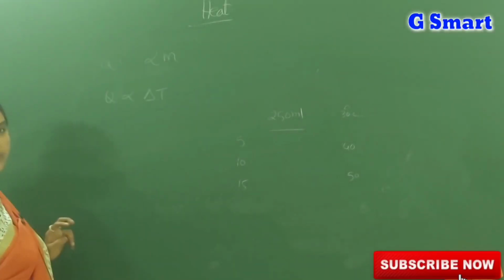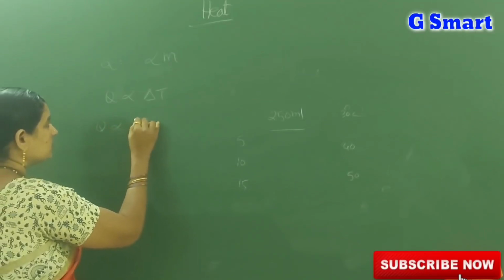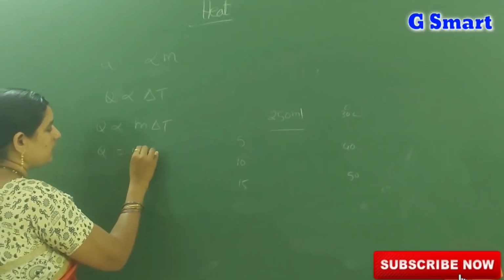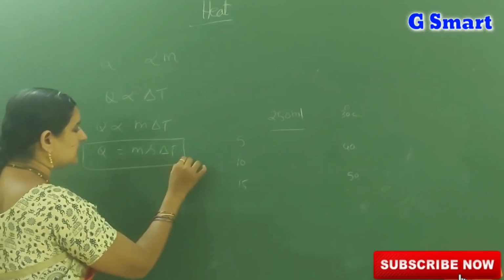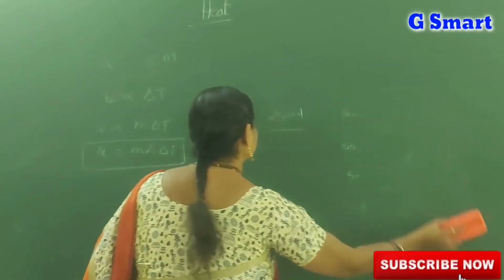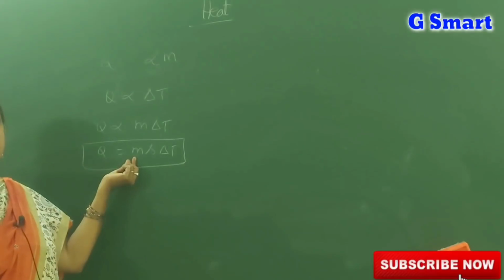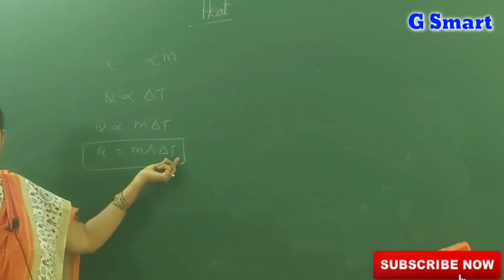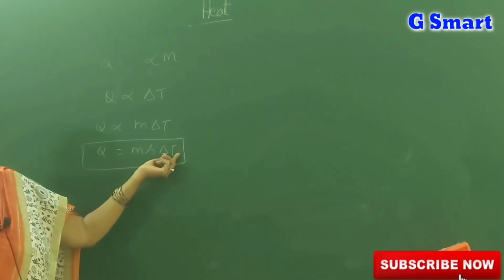Q is proportional to M. Q is proportional to delta T. So, Q is proportional to M delta T, and Q is equal to M S delta T. This is the formula to measure the heat quantity. Understand? M is the mass of the substance and delta T is the difference in temperature, that means final temperature minus initial temperature.